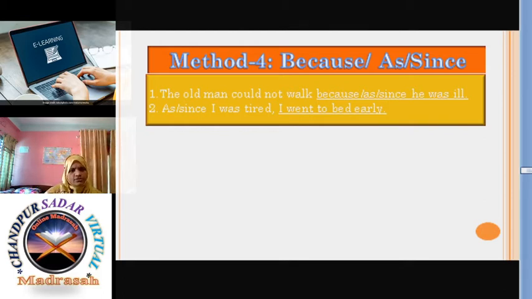As, since: I was tired, I went to bed early. So here you also have to remember that if because, since or as sits in the middle of the sentence, in this case there is no comma. But if because, since or as sits at the beginning of the sentence, you have to use a comma between these two clauses. As since I was tired, I went to bed early.